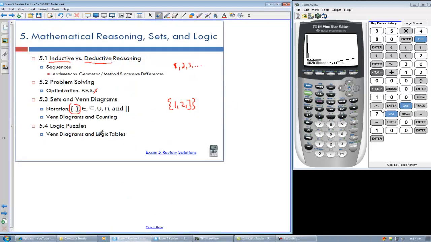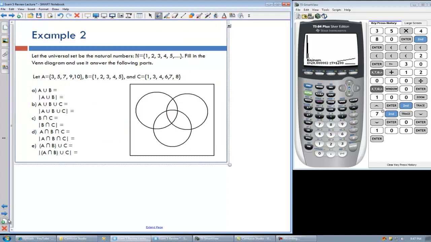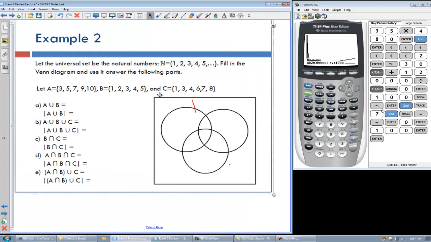Okay, and so let's do an example with Venn diagrams and counting. Let's do a couple examples. Let's do this example, which is the one we did in class, which students often miss when I put it on the exam. Not saying I'm going to put it on the exam, but when I do, they often miss it. The idea is real simple. You just want to put the right numbers in the right spot.